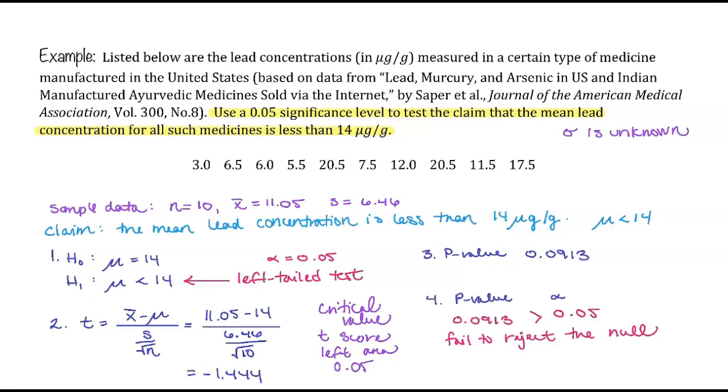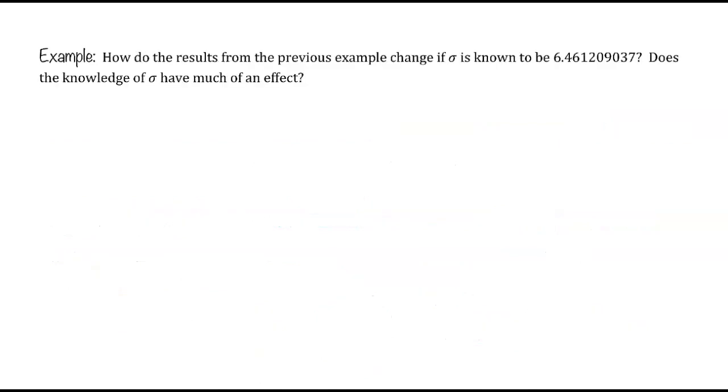Now let's change the situation just a little. Suppose in the last example that we actually knew the population standard deviation sigma was 6.46120937. Does the knowledge of sigma have much of an effect? Let's find out. Now that sigma is known, our test statistic and critical values will be z-scores, and using our calculator, we will use z-test instead of t-test.